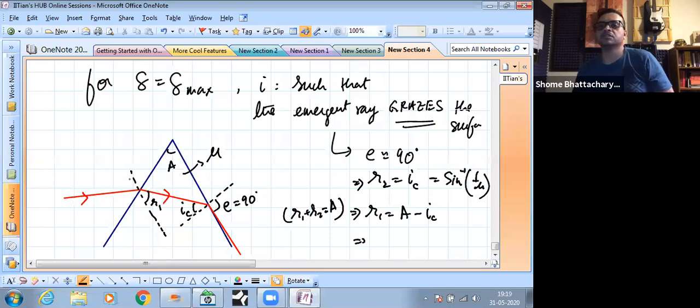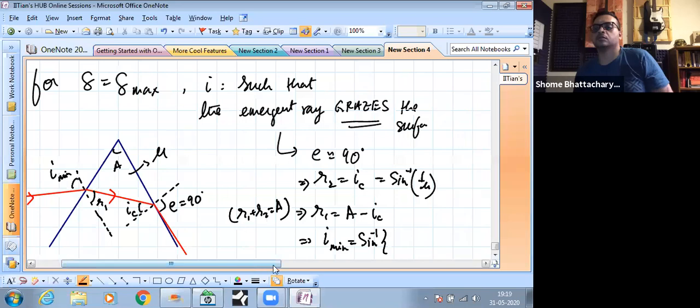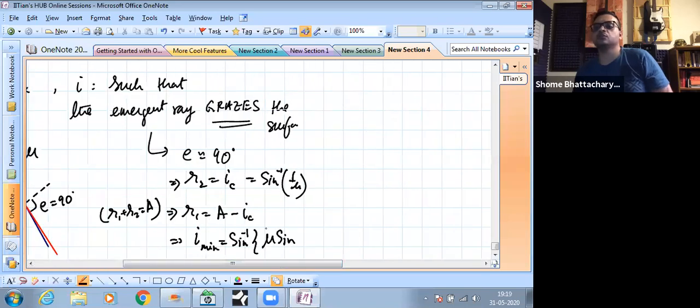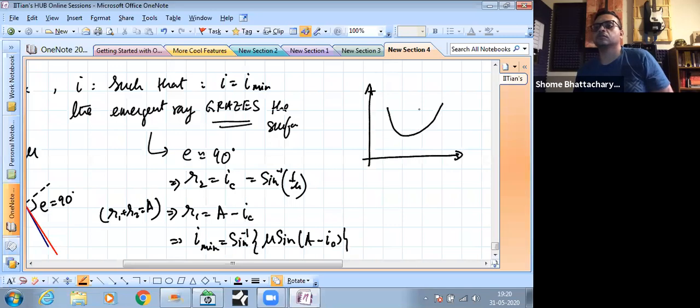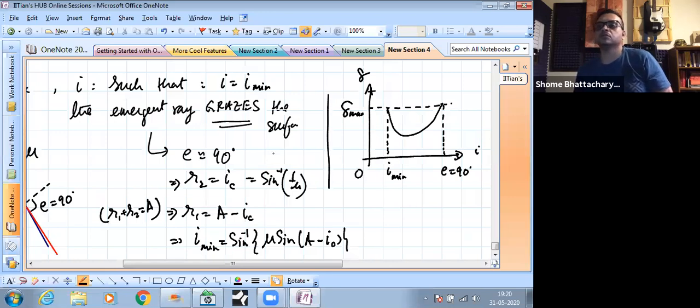and therefore, whatever this angle is, let's call this I minimum. So this I minimum comes as sine inverse of mu into sine of this R1, which is nothing but A minus critical angle. So this is how we get this. So we get this section of the graph where you are having the minimum possible angle which is giving you refraction, your emergence is working out to be 90 degrees, and that is giving you your maximum deviation. So this situation corresponds to this delta max. So just make a note of this, people, and you'll also see this with an example.